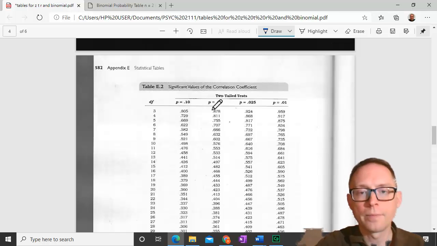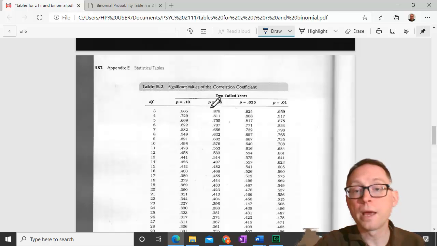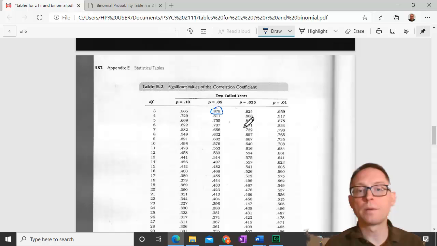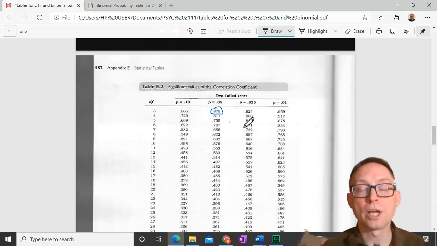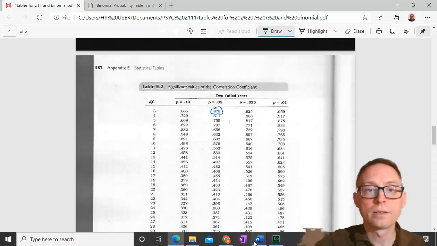If alpha equals 0.05 in a two-tailed test, the degrees of freedom is n minus 2. I had 5 people in my study, so n is 5 and the degrees of freedom is 3. That means the critical value of r is 0.878. What that means is that I would need to get something more extreme than 0.878 in order to reject the null hypothesis. Now, I got 0.90. That is more extreme than 0.878, so I'm going to reject the null hypothesis.